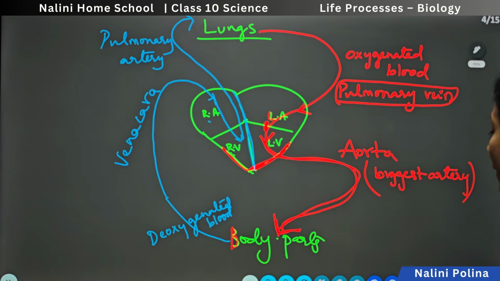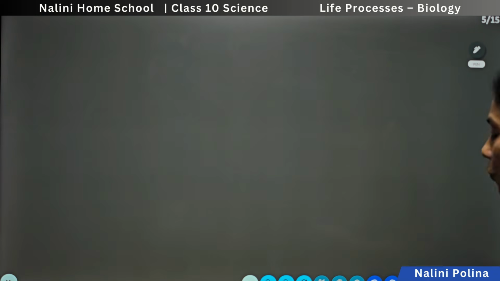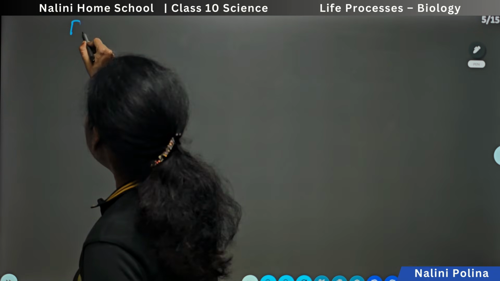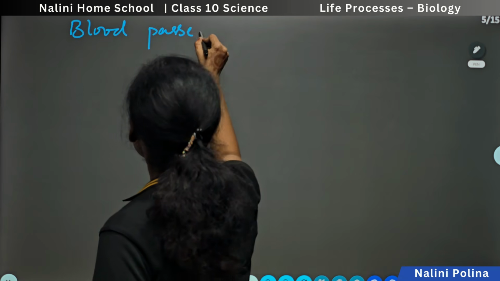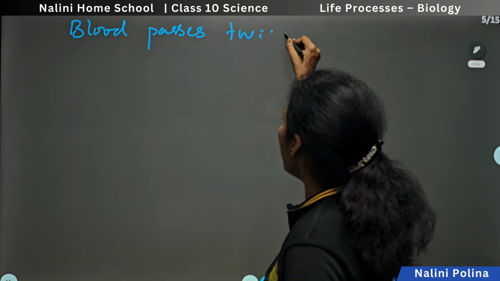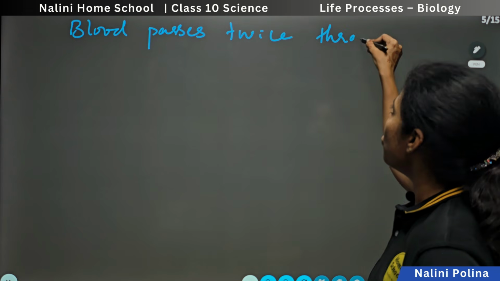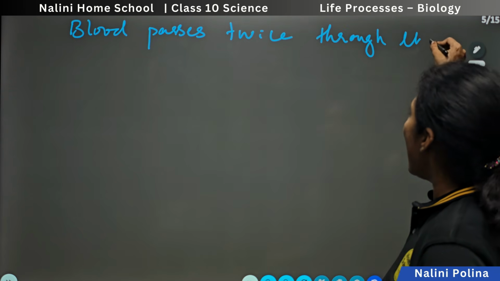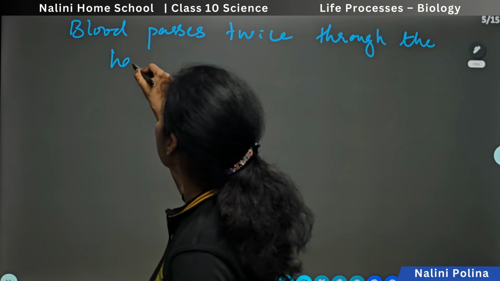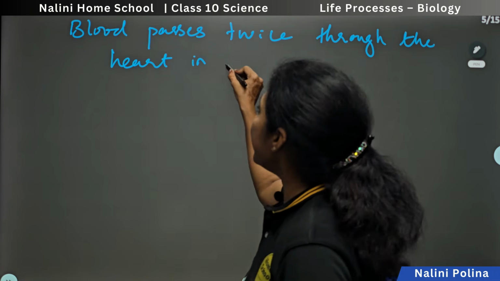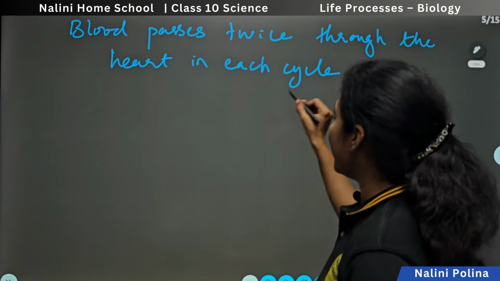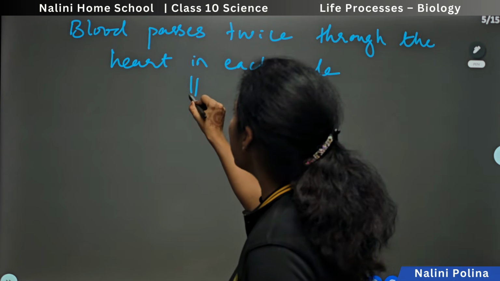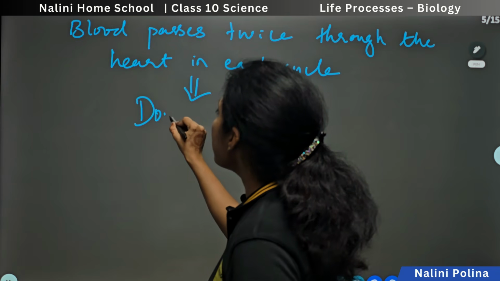Okay, so the blood is passing twice through the heart. So let me write here, blood passes twice. This is very important. Twice through the heart in each cycle of breathing. Okay, so such a circulation is called double circulation.